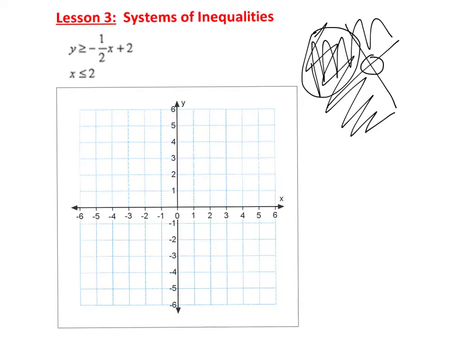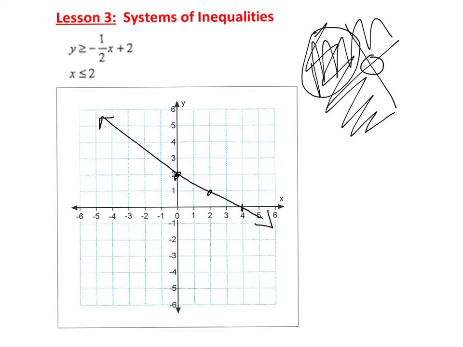So this first equation, y is greater than or equal to negative 1/2 x plus 2. We know that the y-intercept is at positive 2. And we're going to go negative 1/2 slope, so we'll go down 1, to the right 2. Down 1, to the right 2. And that's going to be a filled-in line because we are including it with the equal sign. All right, so that's our first equation.